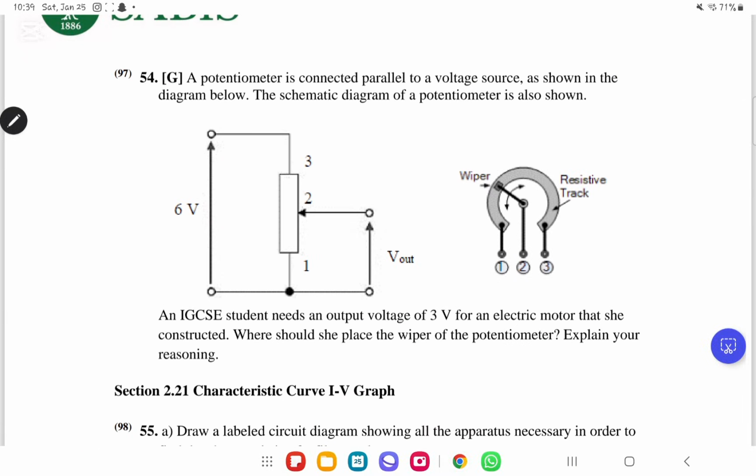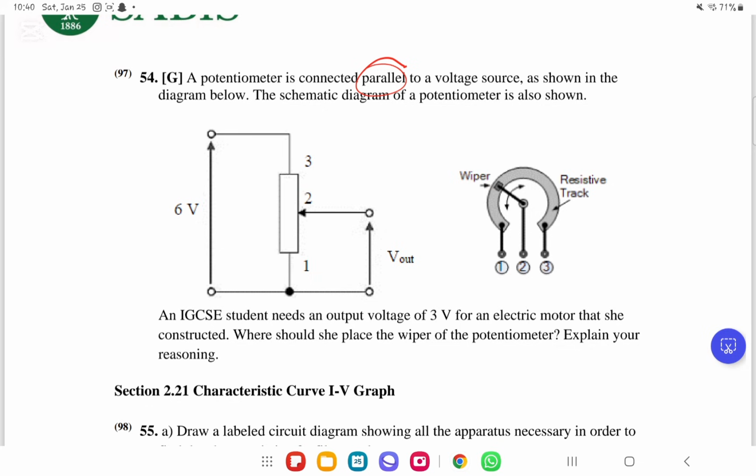Okay, so we move on to question number 54 grid. A potentiometer is connected parallel to a voltage source as shown in the diagram below. The schematic diagram of potentiometer is also shown. An IGCSE student needs an output voltage of 3 volts for an electric motor that she constructed. Where should she place the wiper of the potentiometer?